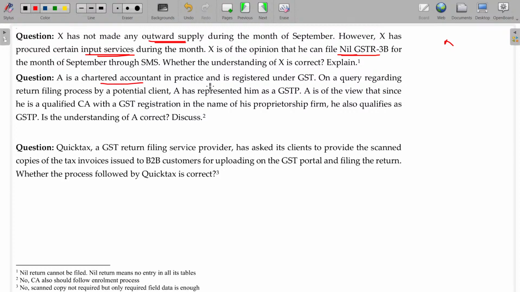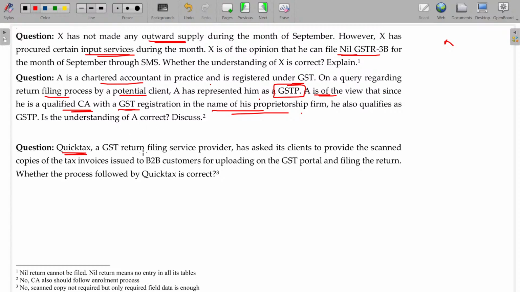A is a chartered accountant in practice and is registered under GST. On a query regarding the return filing process from a potential client, A has represented himself as a GSTP. Just merely having the qualification, you are not a GSTP. You have to apply for GSTP and get yourself enrolled, else you are not eligible. A is of the view that since he is a qualified CA with a GST registration in the name of his proprietorship firm, he also qualifies. No. GSTP is a separate registration, he has to apply for it.